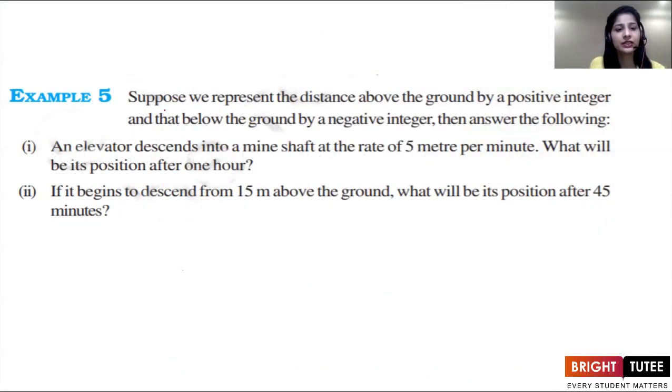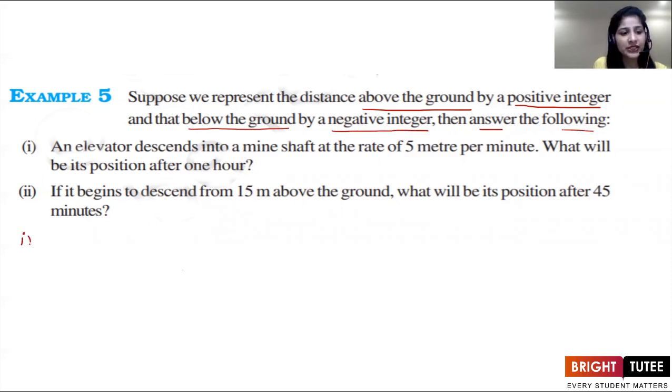In this question, it is said that suppose we represent the distance above the ground. If the distance is above the ground, we will represent it via a positive integer. And if the distance to be measured is below the ground, then it has to be represented with a negative integer. So based on this information, we have to answer the following 2 questions.